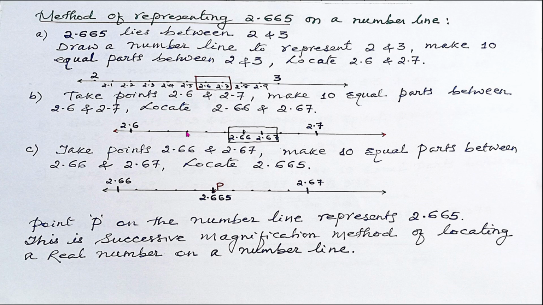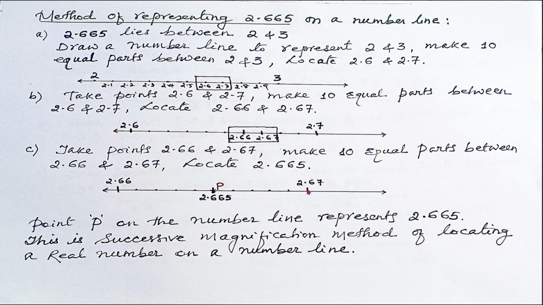When we magnify it, we get a number line which represents 2.6 and 2.7, and between 2.6 and 2.7 make again 10 equal parts and locate 2.66 and 2.67. Now again magnify this portion of the number line, 2.66 and 2.67. We get a number line which represents 2.66 and 2.67. So these are the 2 points which represent 2.66 and 2.67 on a real numbers number line.